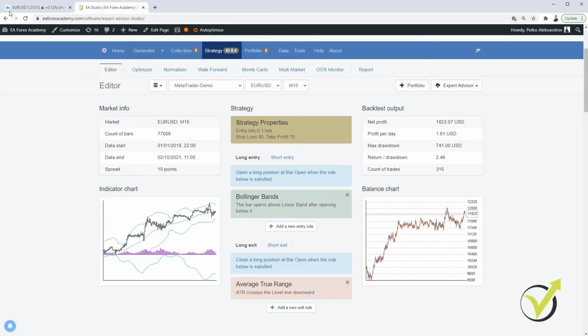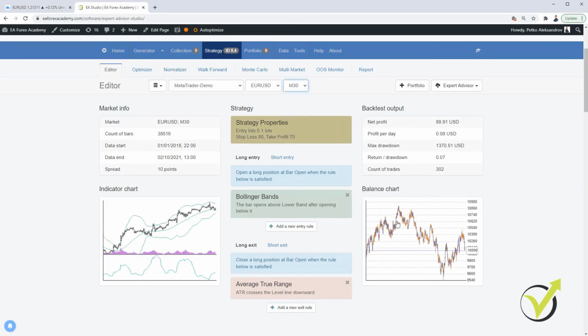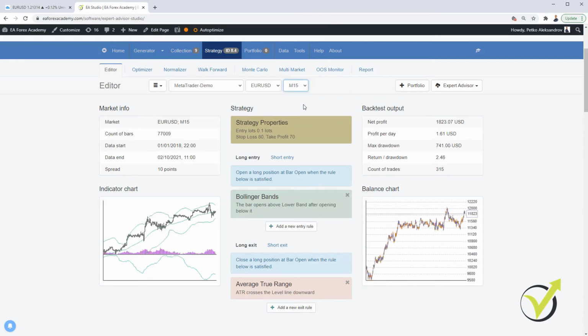So keep in mind that this strategy applies only for euro-dollar on the M15 chart. If I change, for example, to M30, you will see that I will have much worse performance. So that strategy was created for the euro-dollar for M15, and you should not change the time frame.